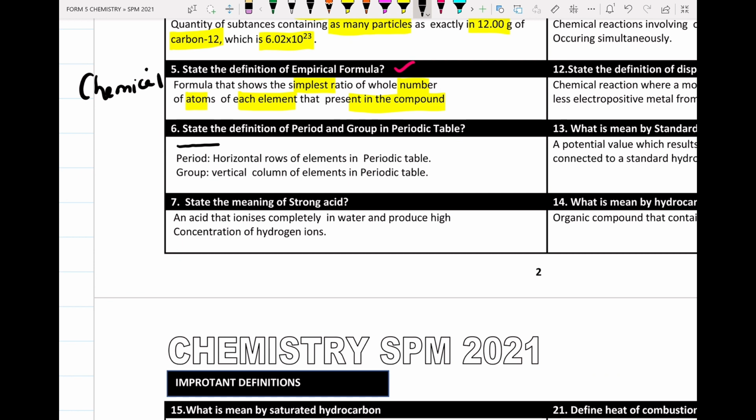All right, we go for what is meant by period and what is meant by group. Period is known as a horizontal row of elements in the periodic table, and group stands for a vertical column of elements in the periodic table. And remember, the period stands for the number of shells, and the group stands for the number of valence electrons.